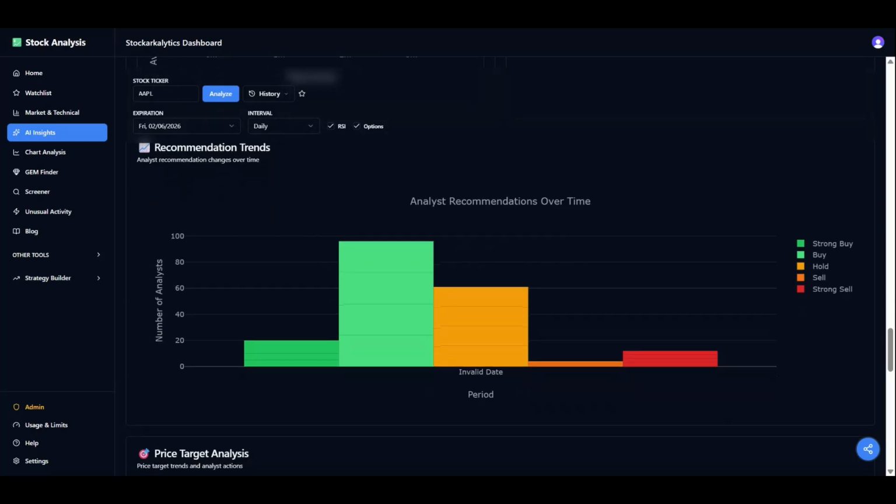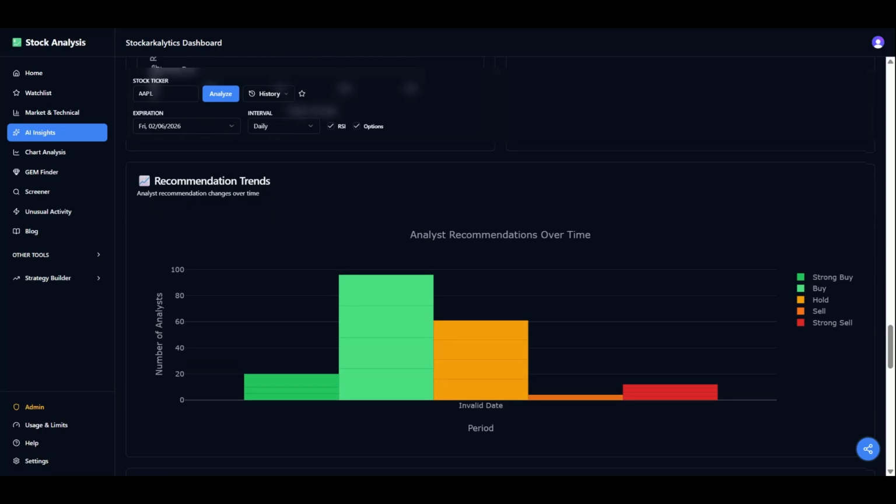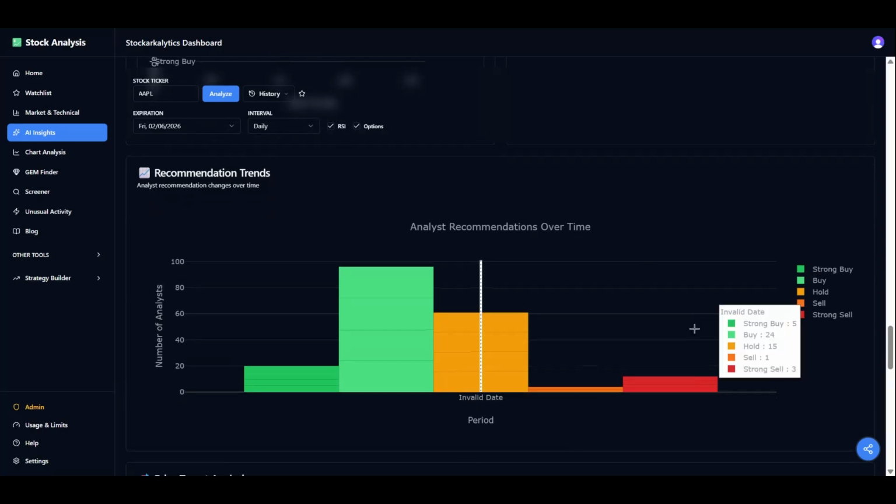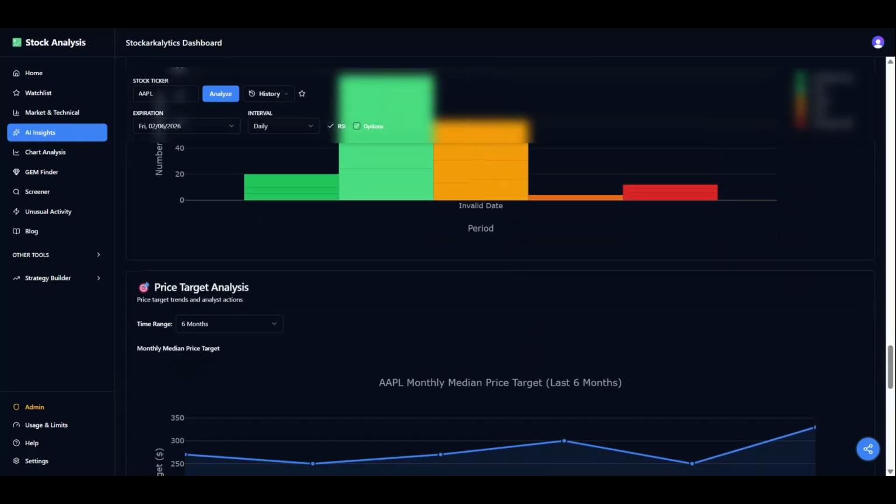If a period shows something like invalid date on the axis, that's a formatting issue in the label, not the underlying rating counts, so focus on the bar distribution and totals.